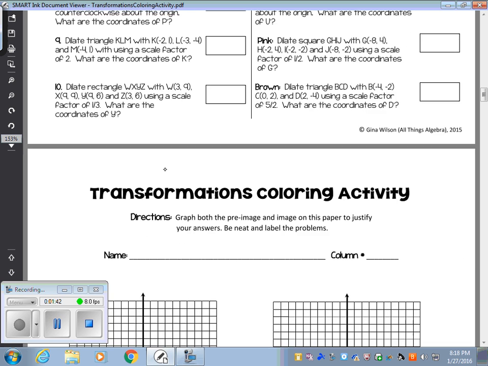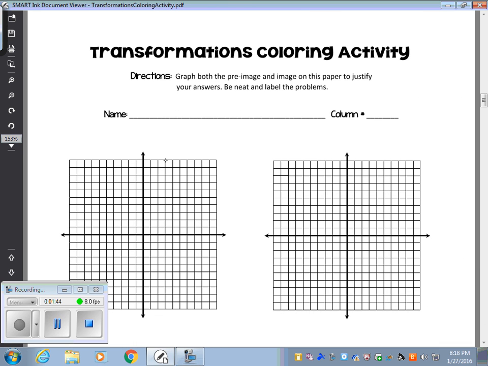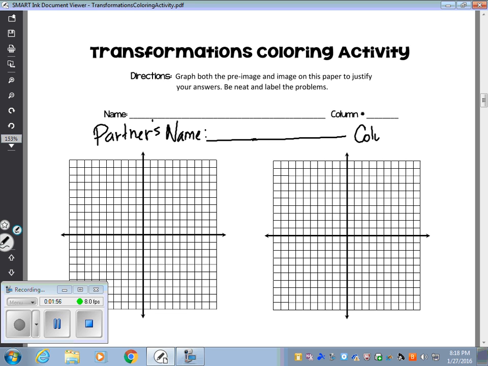I gave you attached a graph sheet, and I believe it has underneath there your partner's name. So make sure you add that, whoever you're working with in your group, add their name and what column they are completing. Alright, I'm going to start off with the number of what problem you're working on in that graph.